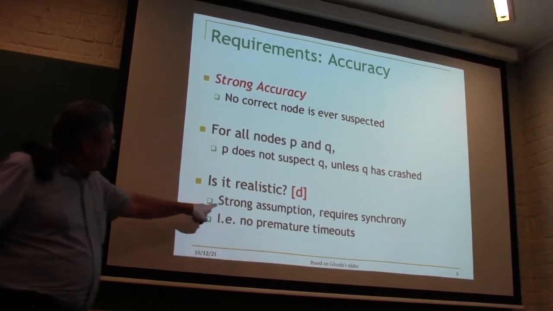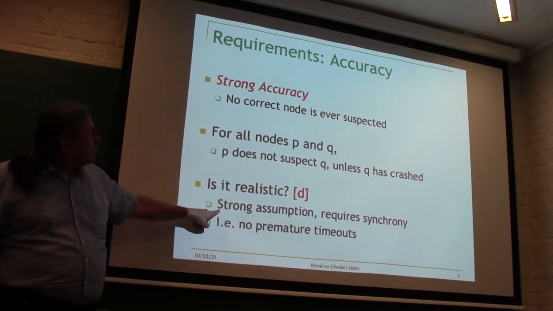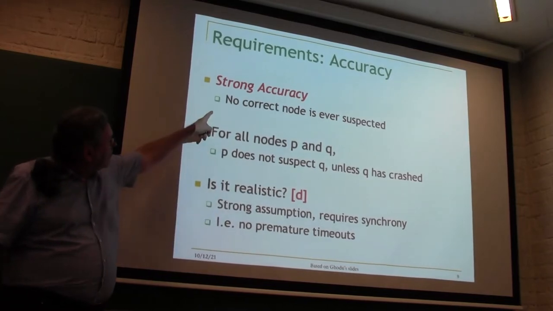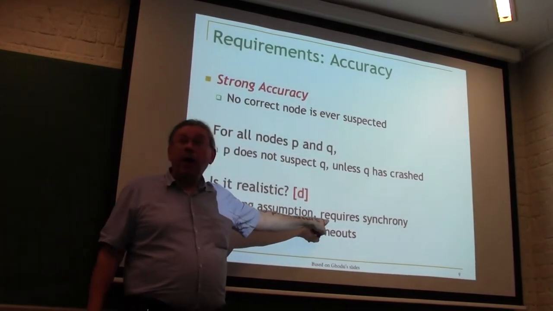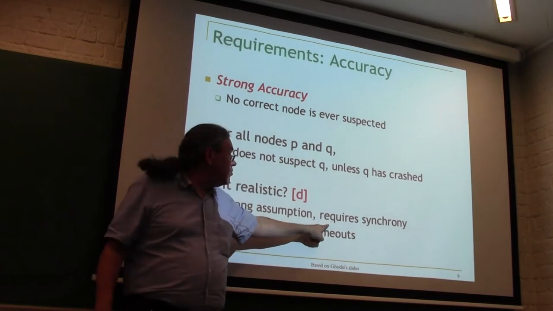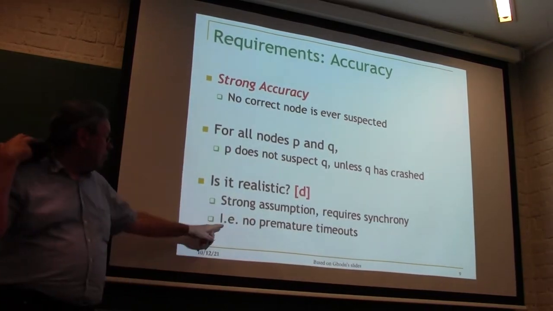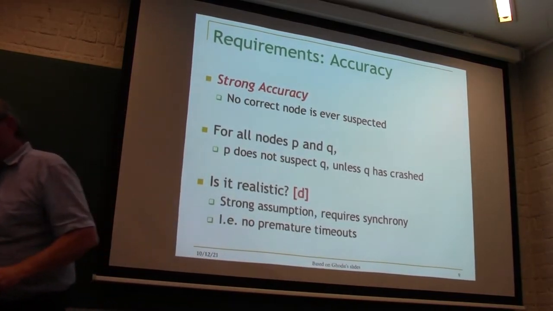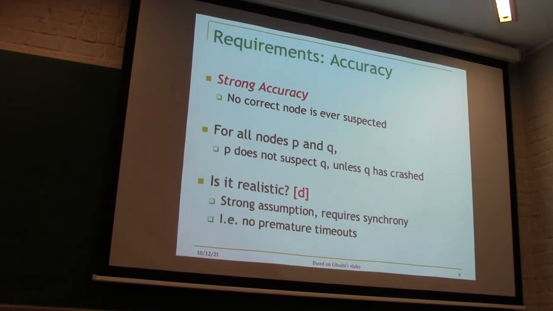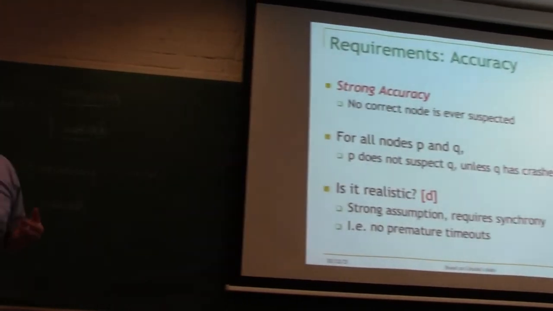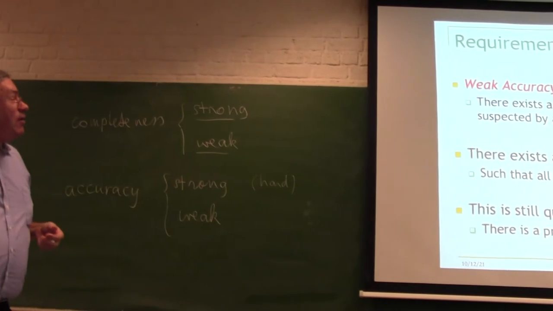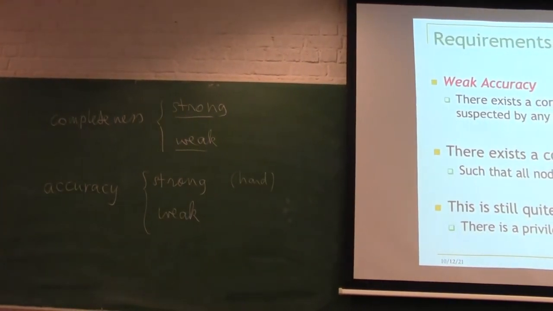Okay, so this actually is a very strong assumption, huh? If you really want to make this work, you need timeouts. I mean, you need bounds. You need bounds, synchrony. No premature timeouts. So that's very hard. So this is actually a hard property, yeah? This one is actually hard to get in real systems, okay? So there's a weaker version, okay?